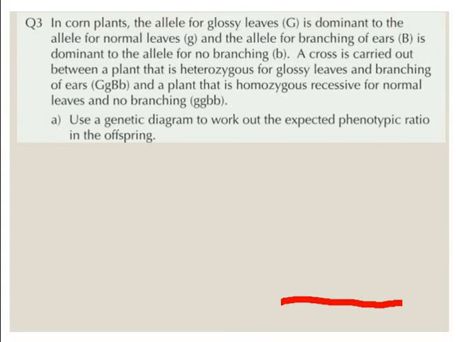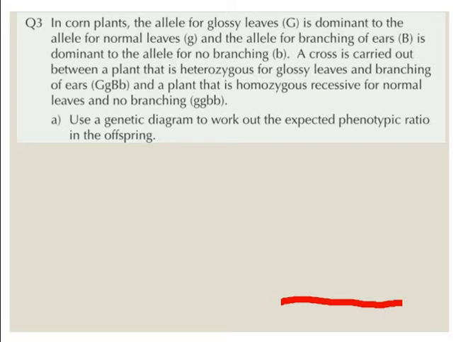And then some more summary questions. In corn plants, the allele for glossy leaves, dominant G, is dominant to the allele for normal leaves. And the allele for the branching of ears, and the ears is the kind of leaves that cover up the actual corn, the yellow corn, is dominant to the allele for no branching.